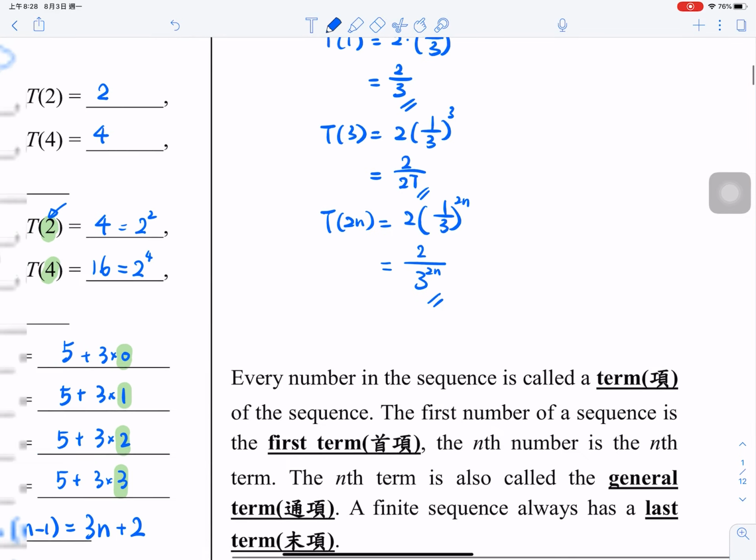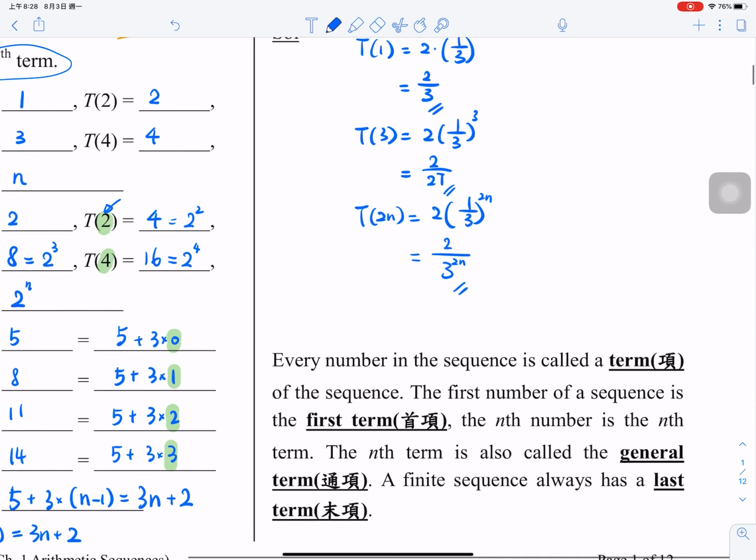So, have a look. Every number in the sequence is called a term of the sequence. The first number of a sequence is the first term. The nth number is the nth term. And the nth term we also call the general term. In Chinese, 通项, general term.